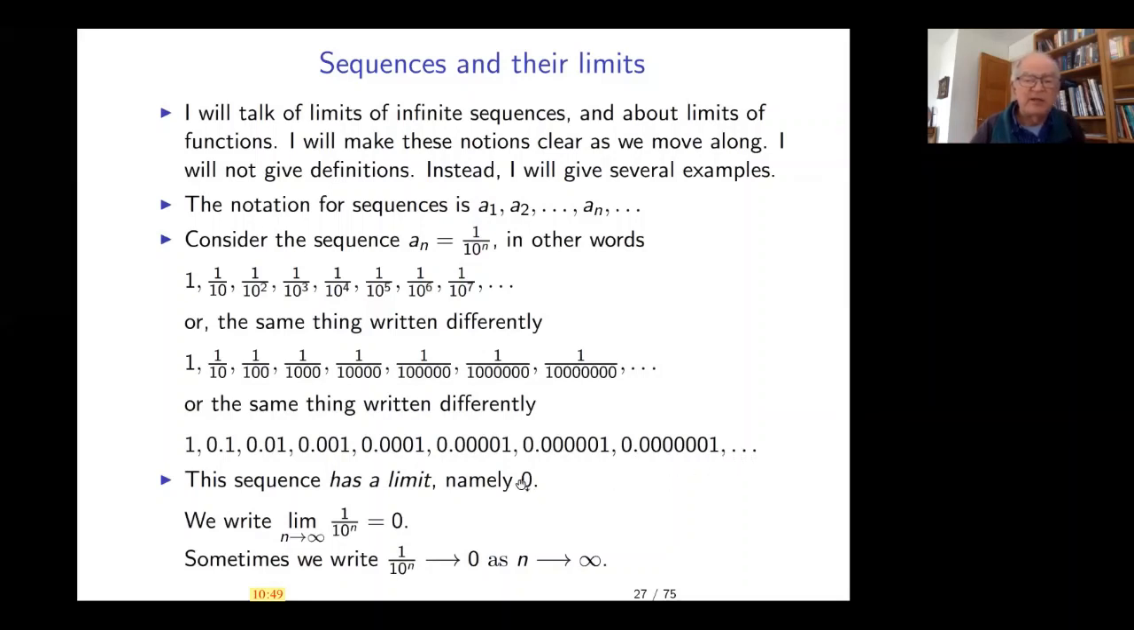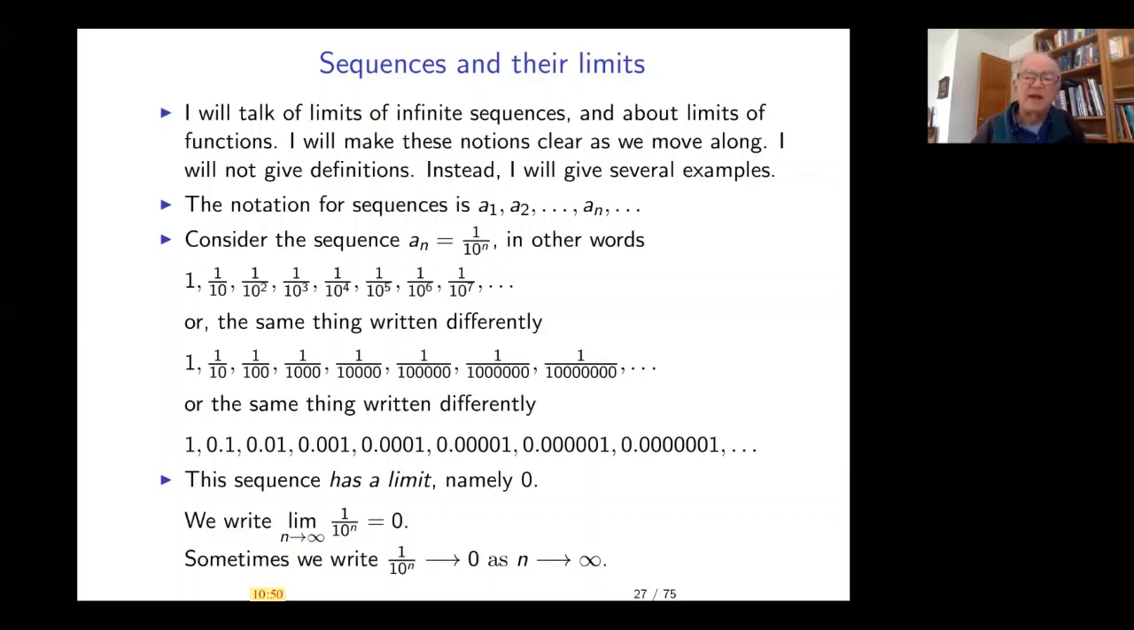And so this sequence has limit 0. The way we write it in mathematics, we write this limit as n goes to infinity of 1 over 10 to the n equals 0. And the way we read it, the limit of 1 over 10 to the n is 0. Sometimes, instead of writing the word limit, we use these arrows: 1 over 10 to the n tends to 0 as n tends to infinity.